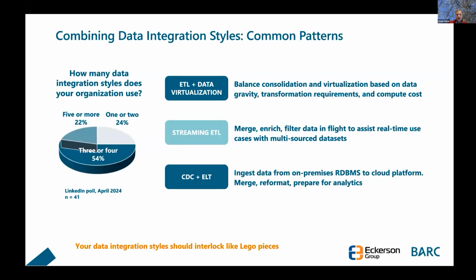So if we look at how to combine these styles, 3 common patterns are ETL plus data virtualization, where you're taking a given data set and maybe you're sorting it by history, and you're balancing consolidation and virtualization based on data gravity, transformation requirements, and compute costs. Another is streaming ETL. You're streaming the data and you're transforming it in flight, in memory, in order to assist real-time use cases. And then CDC plus ELT was a common pattern from my past, ingesting data from on-premises relational databases as you move it to a cloud.